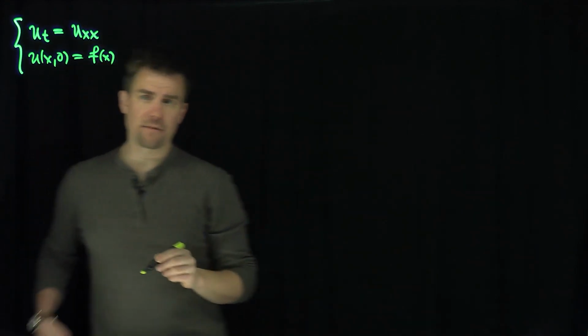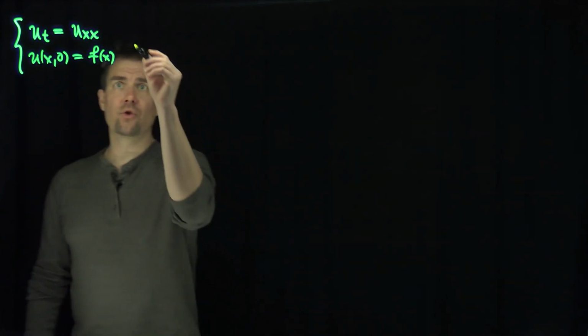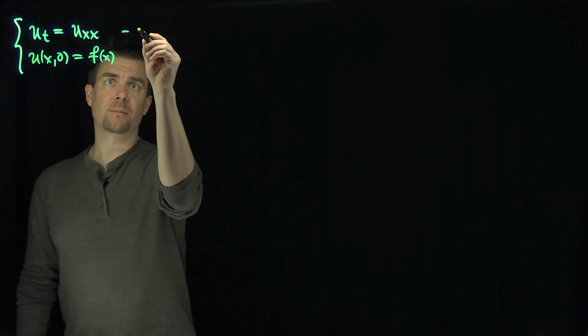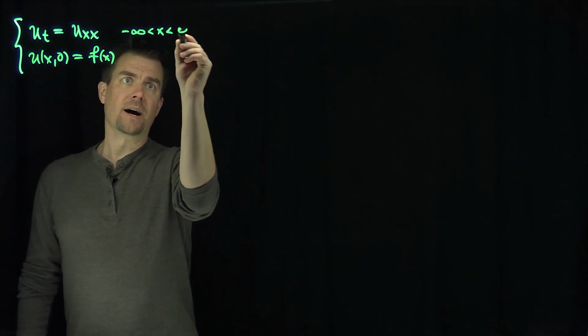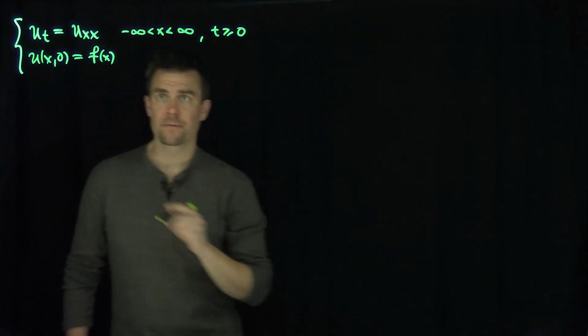And I'm going to assume this function f of x is sufficiently smooth for this procedure. And so what's the domain of the PDE? The domain of the PDE is my x variable, my spatial variable, between negative infinity and positive infinity, and my variable t is greater than or equal to 0. So that's the domain for this equation.